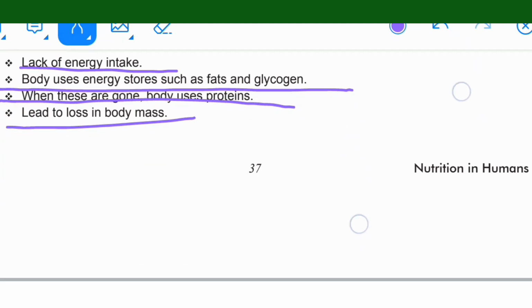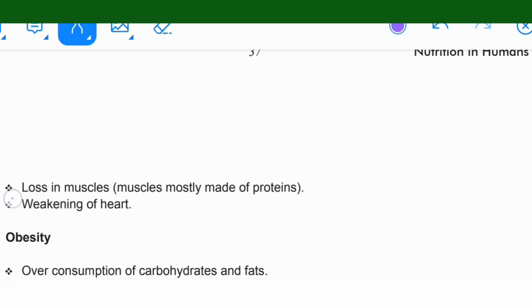The person will look thin and skinny. So it will lead to loss in muscles. Okay, loss in muscles. Muscles are mostly made of proteins, you can see. Then weakening of the heart, which can also result in death later.